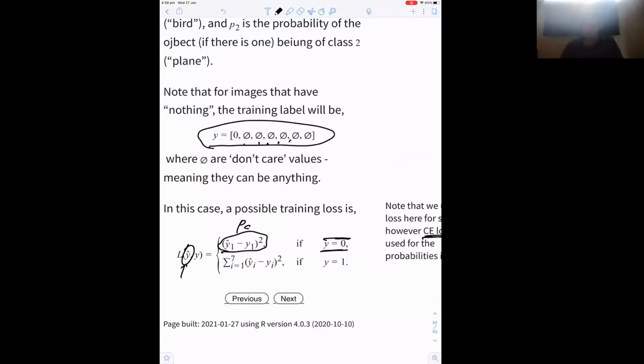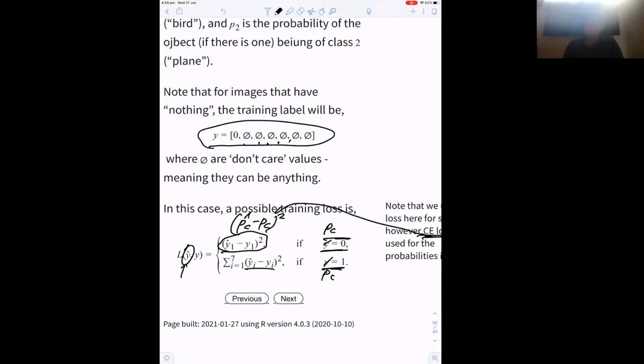That's a PC. So that's PC hat minus PC squared. Of course, you can do a cross entropy loss here. It might be better, but that's okay like that. And alternatively, if y was 1, this y is like PC. This y is a PC, if there is something or not.